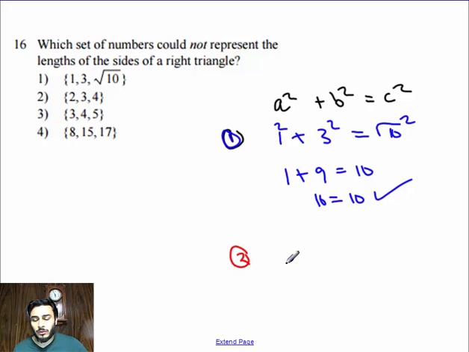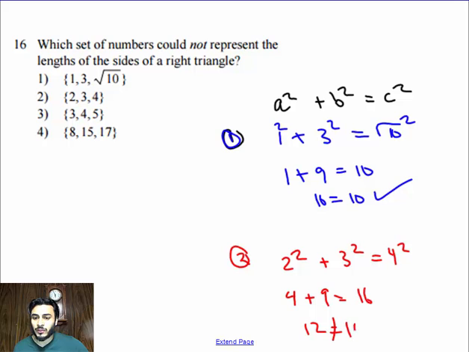For choice 2, I'm going to do the same thing. I'll plug into the Pythagorean theorem, and I will get 2 squared plus 3 squared equals 4 squared. 2 squared is 4, 3 squared is 9, 4 squared is 16, 4 plus 9 is 13, and 13 does not equal 16. So this set of numbers does not satisfy the Pythagorean theorem, so that means this set of numbers could not represent the lengths of the sides of a right triangle.